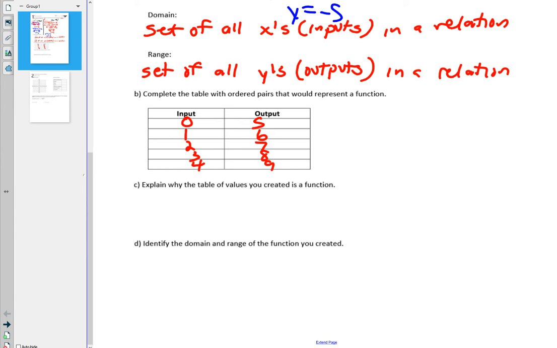Explain why the table of values you created is a function. The better way to explain it is that each input has a unique output. Each input has a unique output.